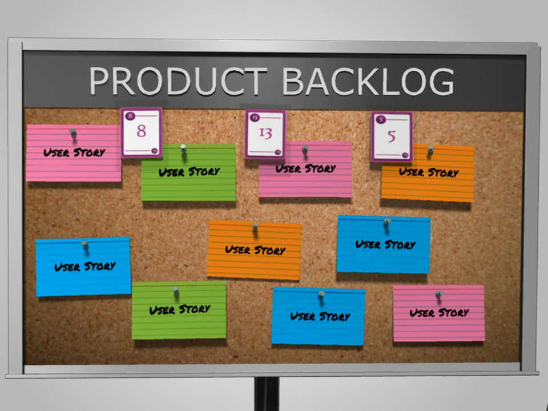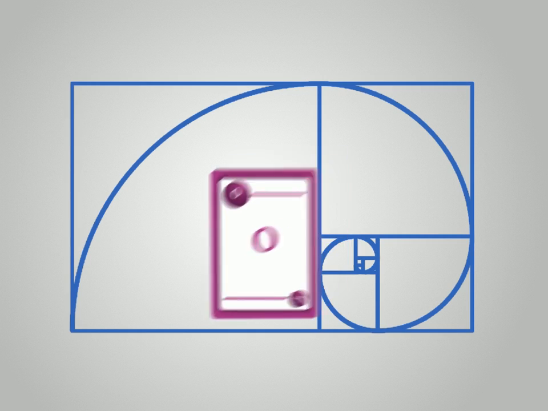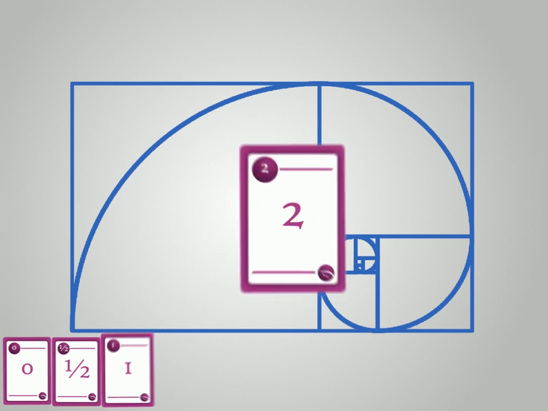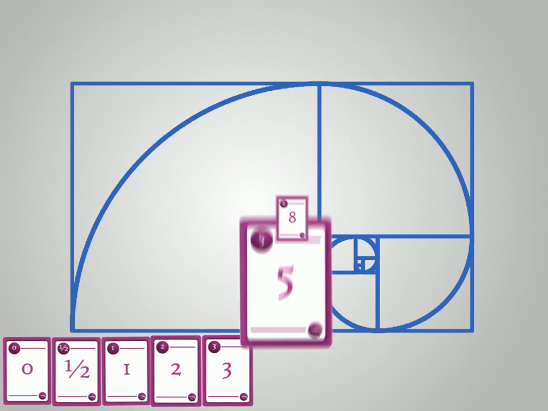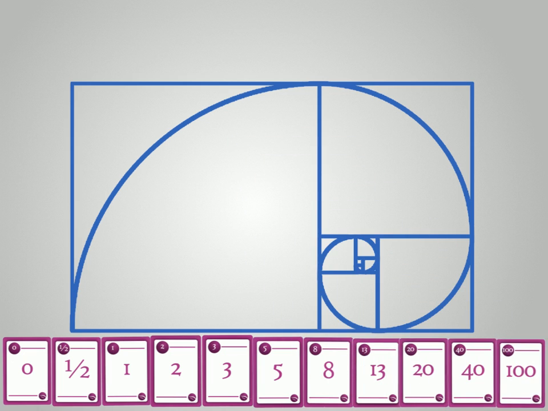Story points tell us how big a user story is relative to others, either in terms of size or complexity. When it comes to choosing numbers to represent these sizes, a modified Fibonacci sequence works best. 0, 1/2, 1, 2, 3, 5, 8, 13, 20, 40, 100.